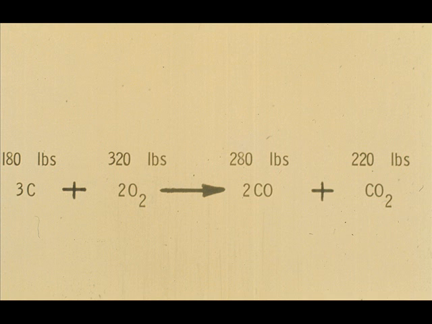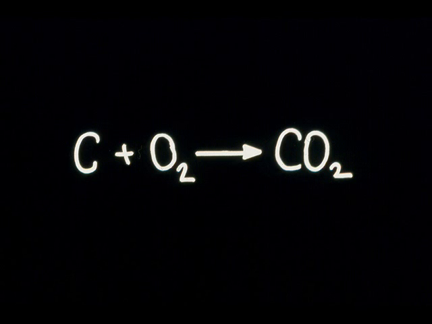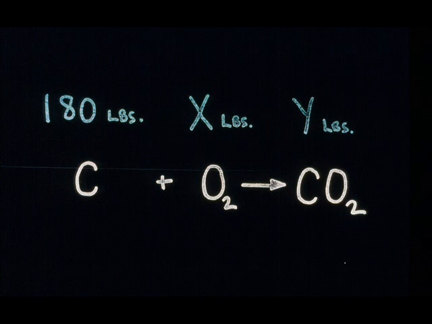For complete combustion, an excess of oxygen must be present, so that no carbon monoxide is produced. And the equation would read, carbon plus oxygen yields carbon dioxide. We write the known weight, 180 pounds, above carbon, and place identifying symbols above the substances whose weights are to be determined. Thus, X pounds is placed above oxygen, and Y pounds is placed above CO2.